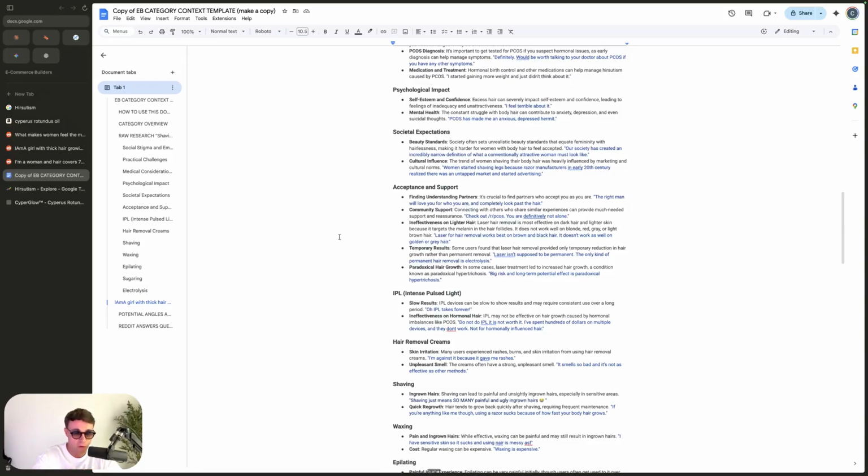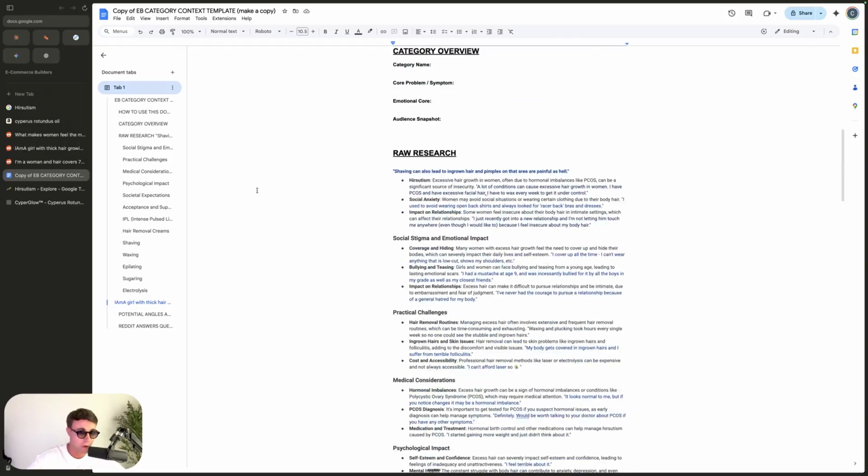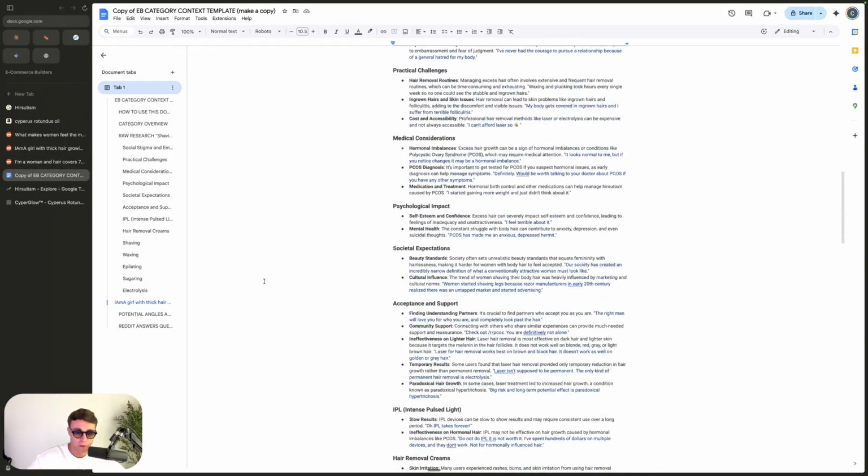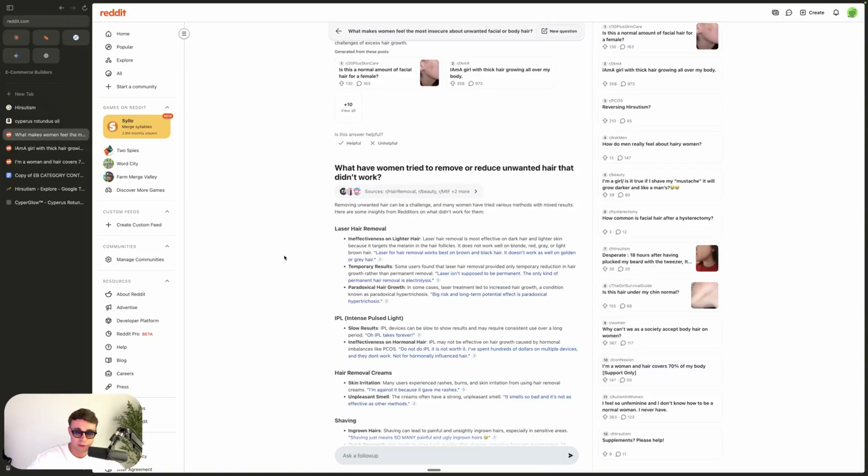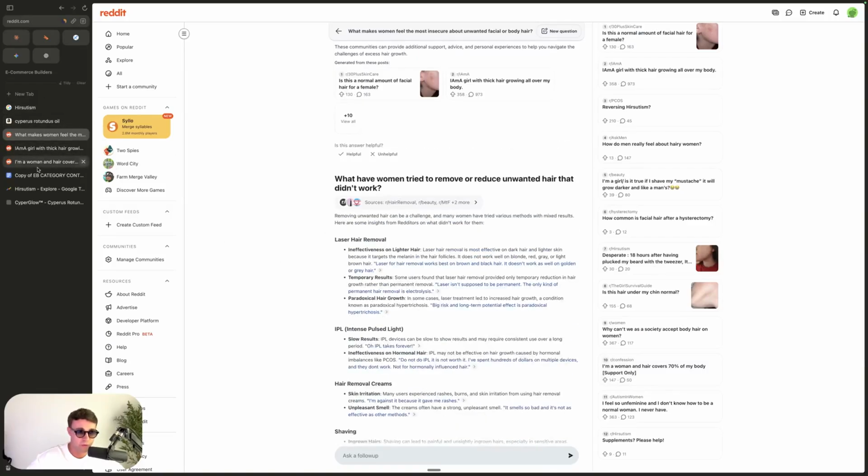And then we also have another pattern which is around the clothing as well and restricting what they can actually wear. So these are all things that seem to be common trends across people who are in this category. So that is essentially what you want to do for this stage with Reddit.